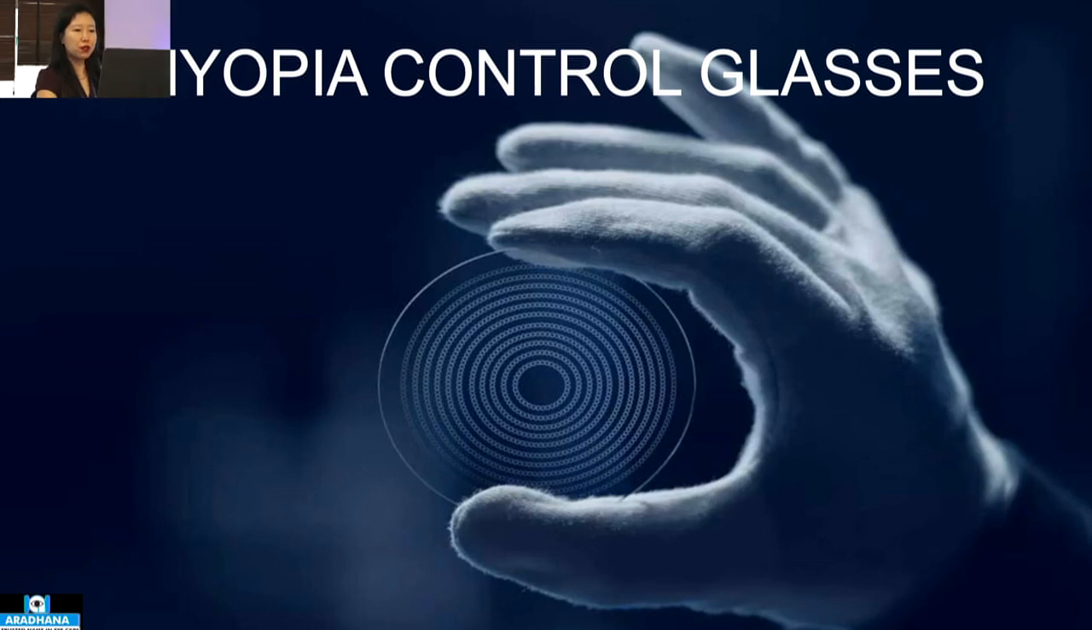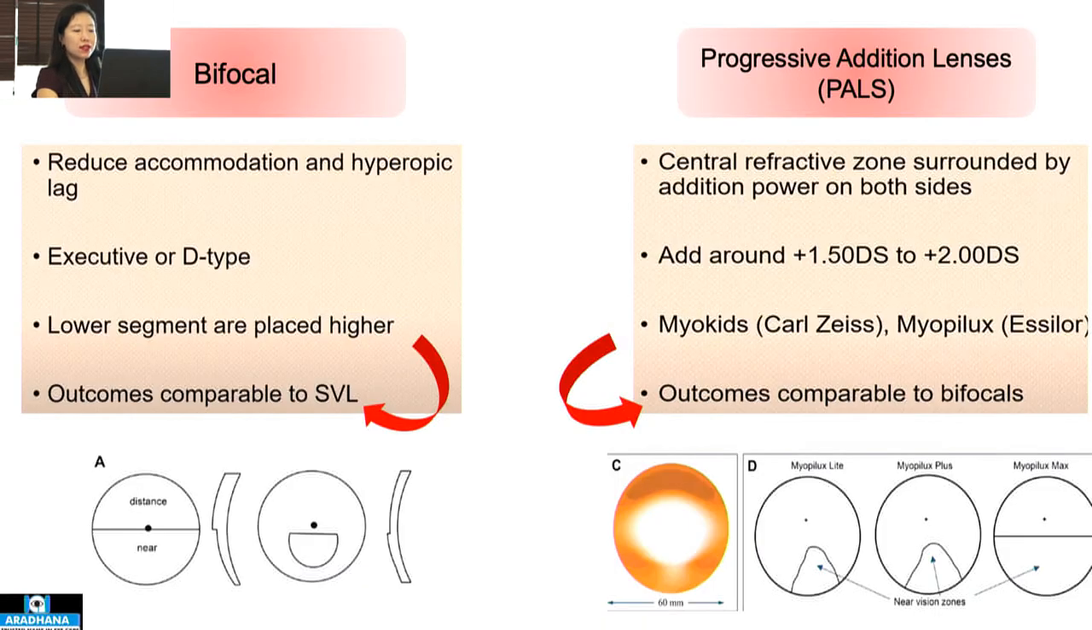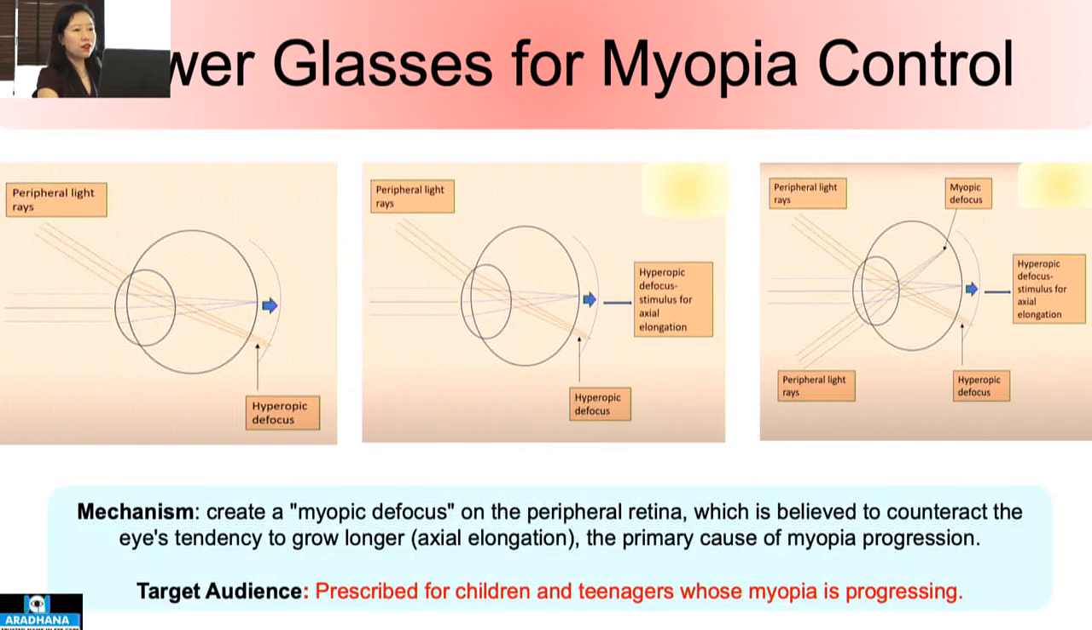Coming to myopia control glasses, which is the upcoming trend now. Bifocal and progressive addition lenses were used initially, but when studies were done, the outcomes of these two were found to be comparable to single vision lenses, so for progressive myopes they are usually not preferred unless in the criteria mentioned before. The principle of the newer glasses for myopia control is that in a normal spectacle, the central light rays will be focused on the center of the retina, and the peripheral light rays will be focused behind the retina.